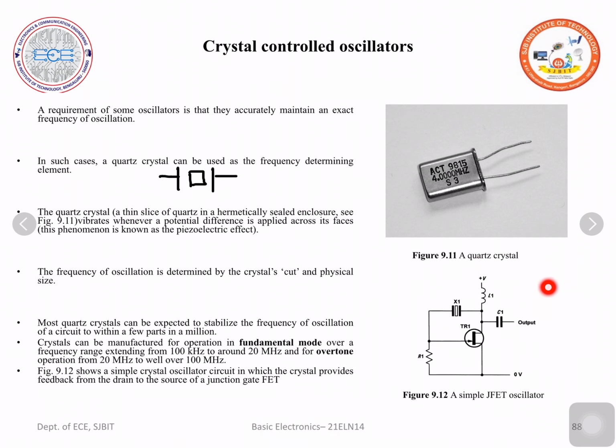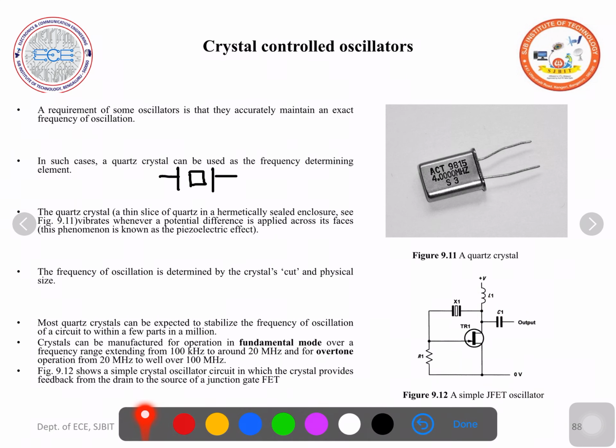Here is a simple JFET oscillator. As you have not yet studied JFET, don't worry about the circuit. This JFET is nothing but junction field effect transistor. This will have source, drain and gate. Just go through the circuit because you don't know what JFET is, how it works and all. So it is one type of transistor, just like a bipolar junction transistor. This is JFET, and the terminals source, drain, gate are just analogous to emitter, collector and the base.